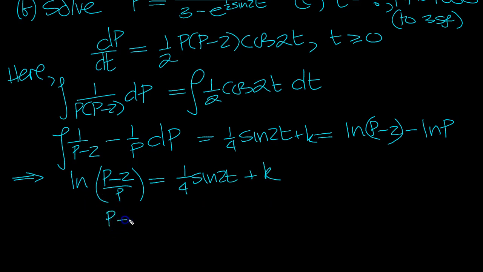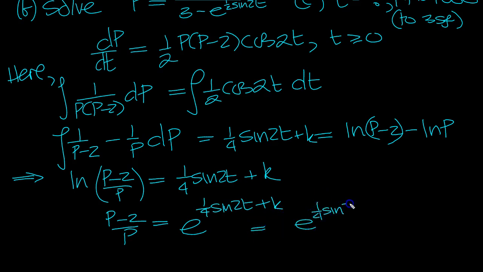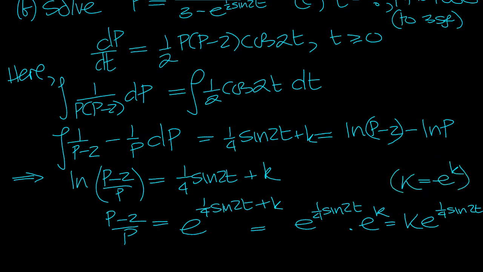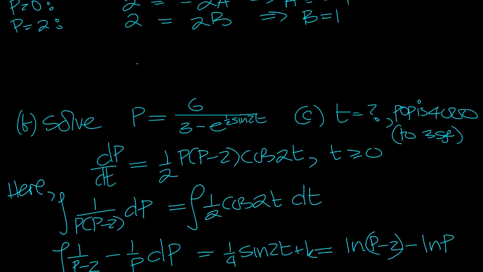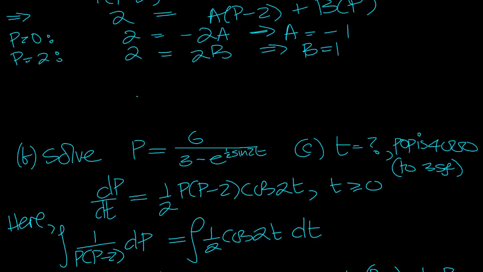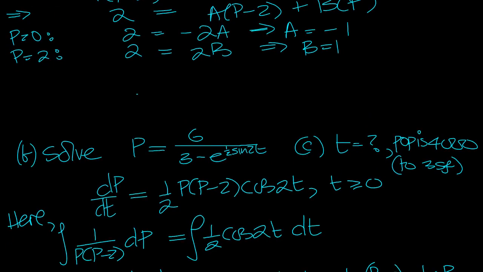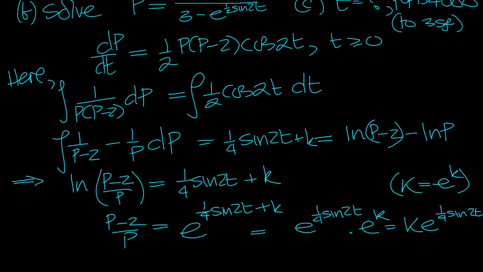Unwrap the log. P minus 2 over P is equal to e to the power of all of this. That's equal to e to the 1/4 sine 2t times e to the k, which is equal to K e to the 1/4 sine 2t, where our new constant of integration is just the e to the k. Okay, that's all that done.